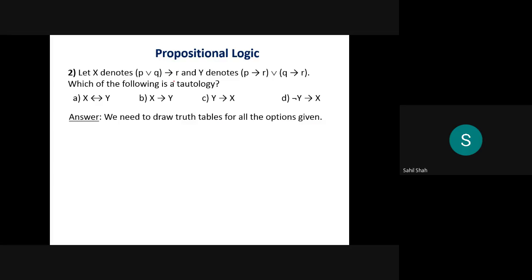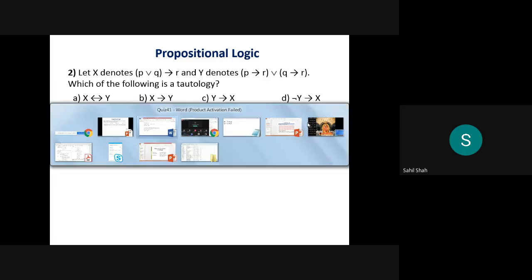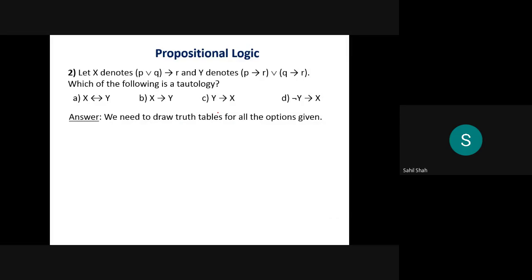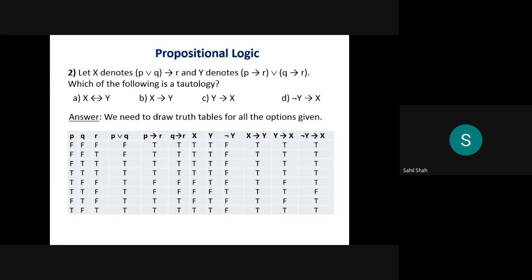By using method number 2, that is converting to true, it will not be possible. So we will be drawing the truth tables for all of the given options in this case. Are you following? Let me show you. X is P or Q conditional R. Here I could observe the result. So for X as well as Y, the truth table has been constructed.